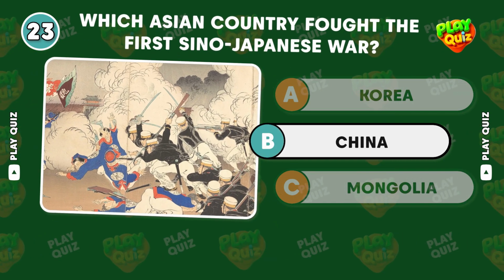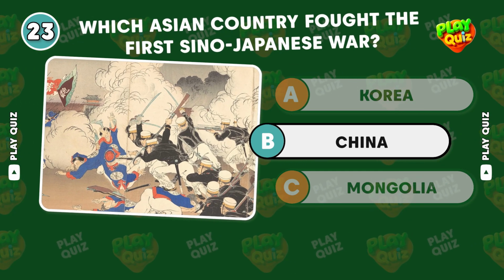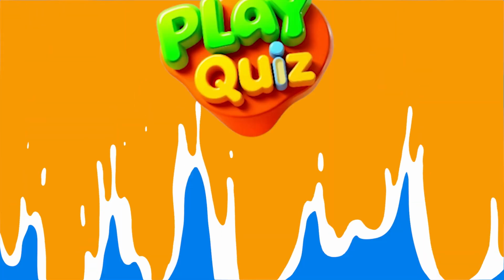23. Which Asian country fought the First Sino-Japanese War? Correct answer, China. This war, 1894 to 1895, established Japan as a dominant regional power.